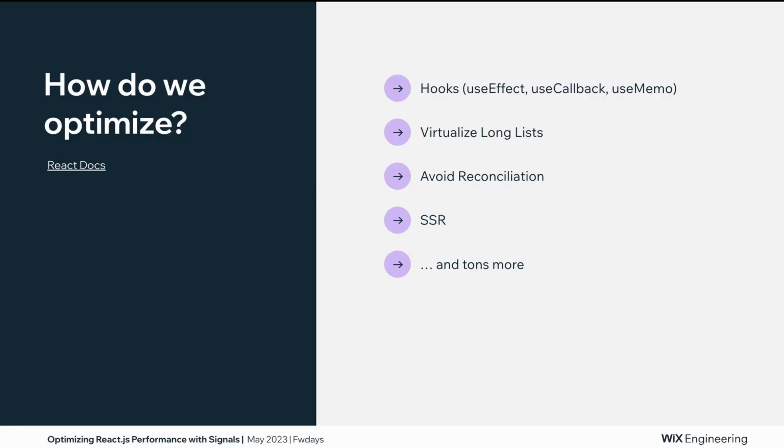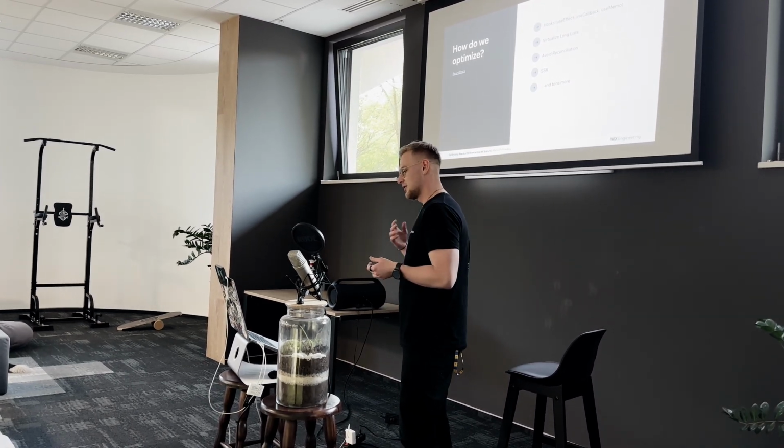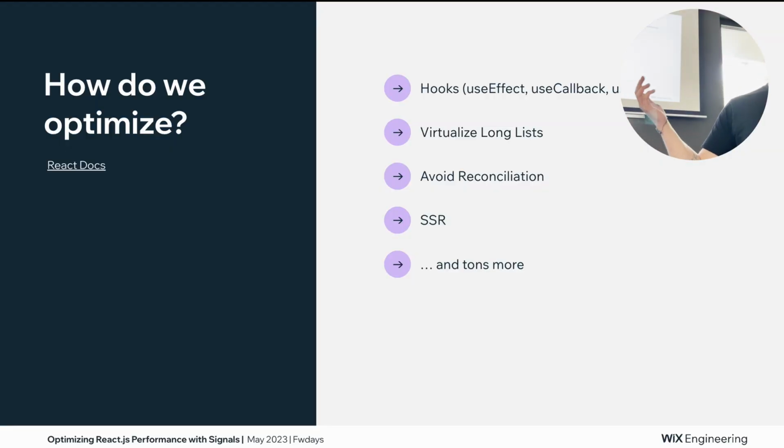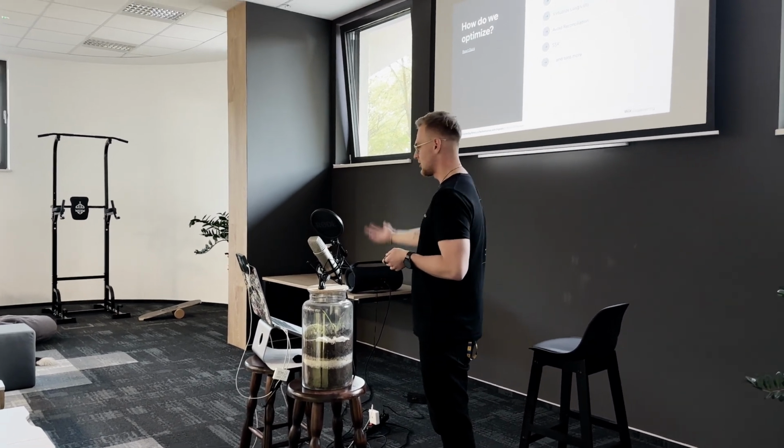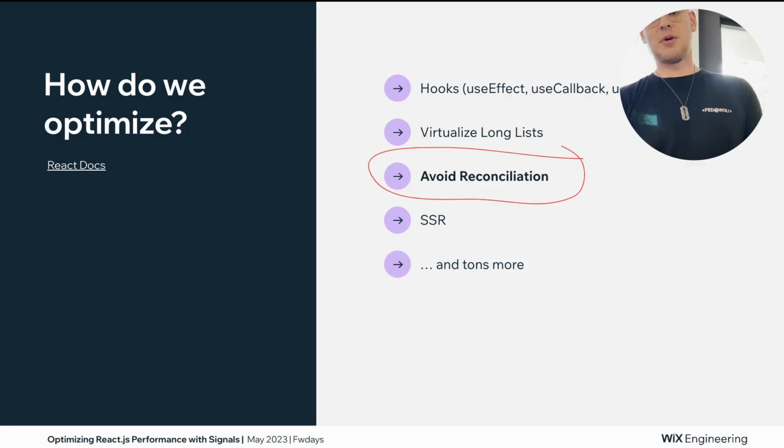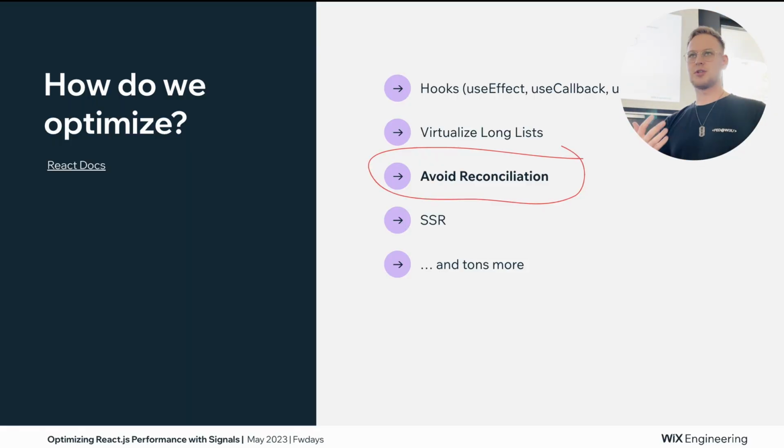If we take into account React docs, which recently been updated and now have a different URL if you didn't know, basically it's hooks, useEffect, useCallback, useMemo. It's virtualization of long lists with proper key property. It's avoiding reconciliation, server-side rendering, and so on. I'm sure that you're front-end developers and you know about the stuff I'm talking about. But the most important here, I think, is actually avoiding reconciliation. So the fact that we need to be smart about how we re-render components.